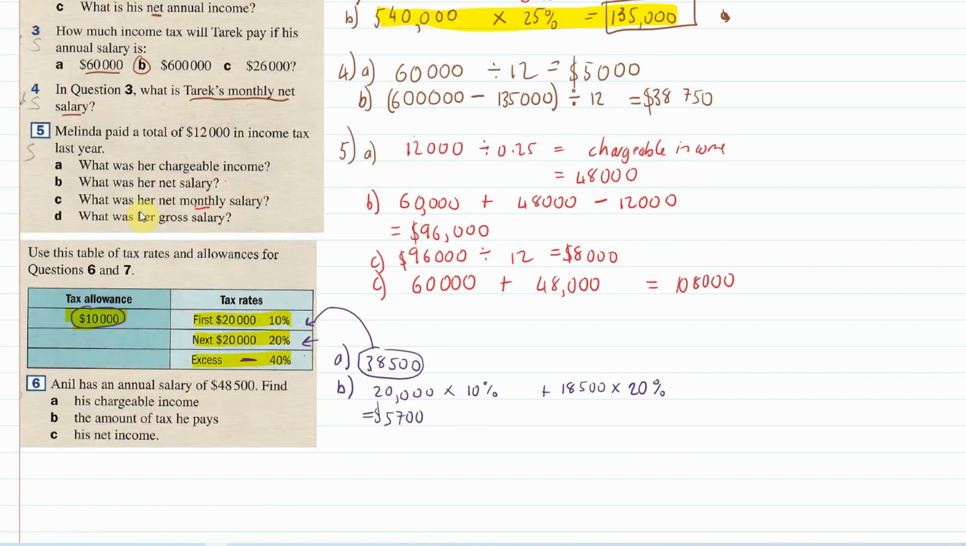So altogether, I think I'm getting this as $5,700 in tax. Now the net income is the total income take away tax. So his total income was $48,500, and we're going to subtract that $5,700. So 48,500 minus 5,700 is equal to, I think, $42,800, and that would be that. Well, I hope this is helpful. I hope it makes sense. Let me know if you've got any questions.